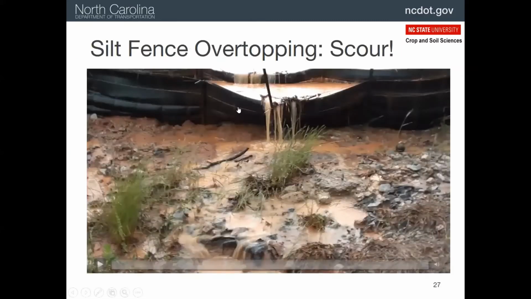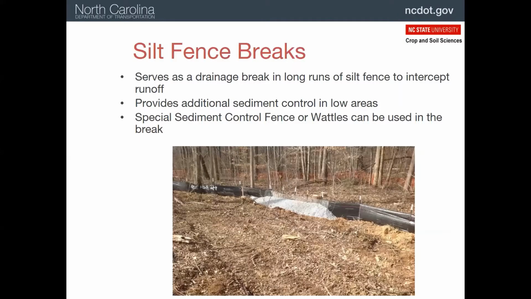Now, we can have big storms that come along, and our silt fence may get overtopped, even though it may have been placed correctly and without a lot of land draining to it. So how do we prevent this? Well, one thing we can do is install an outlet. So as you see here, we have the silt fence, and then we have a break in the silt fence. And what we've installed here is hardware cloth, and we'll talk more about that in a minute.